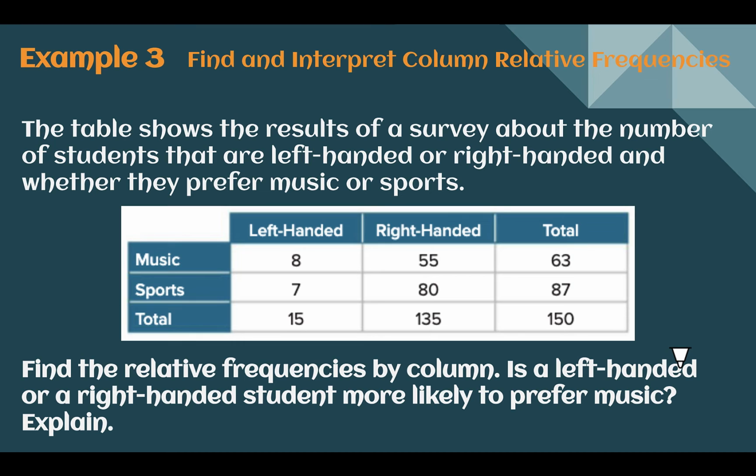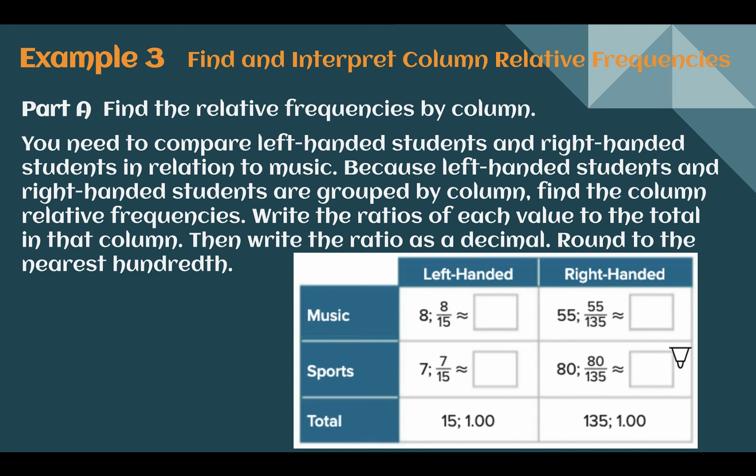Example 3. Find and interpret column relative frequencies. The table shows the results of a survey about the number of students that are left-handed or right-handed and whether they prefer music or sports. Find the relative frequencies by column. Is a left-handed or right-handed student more likely to prefer music? So let's first find our relative frequencies by column.